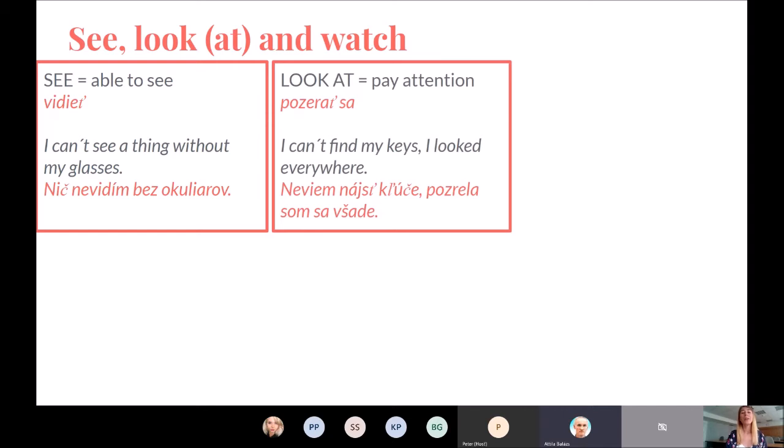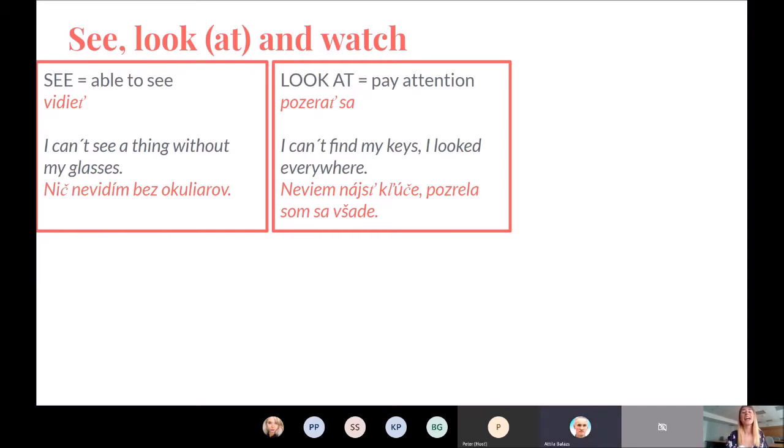Next verb is look at. Now I want you to really understand and remember that we use preposition at with the verb look. So look at. So it's difference between see and look. I just simply see everything around me, but I am looking at the computer, or I am looking at the laptop, or I want you to look at the window or look at specific things. So pay attention to specific thing.